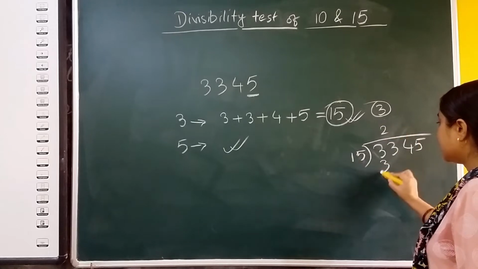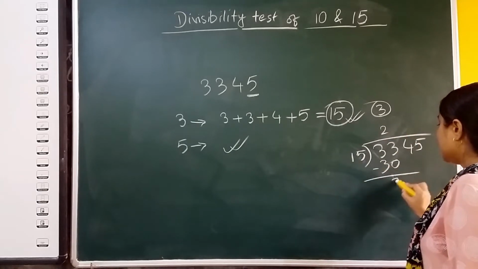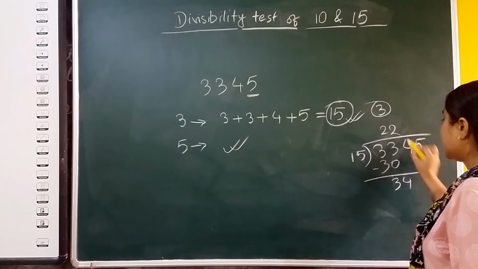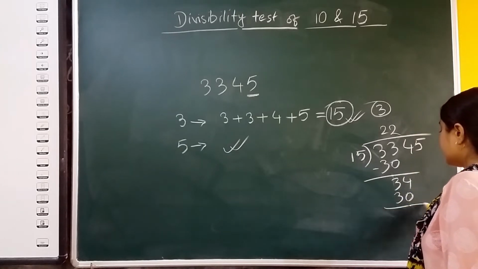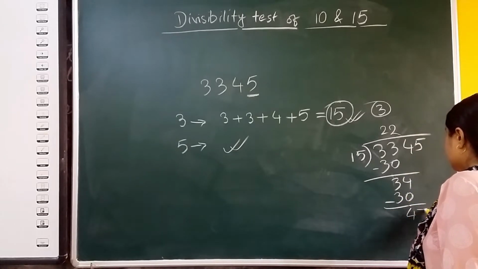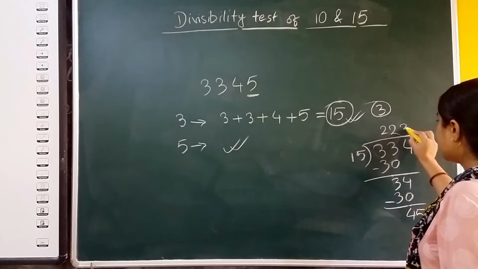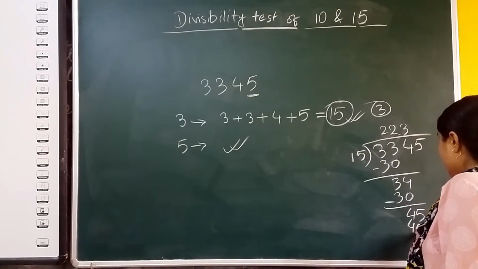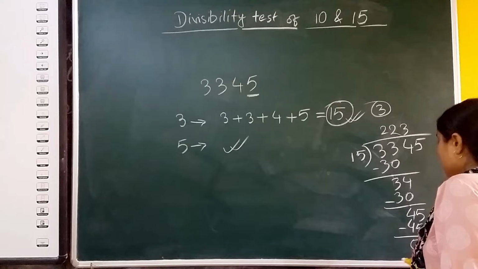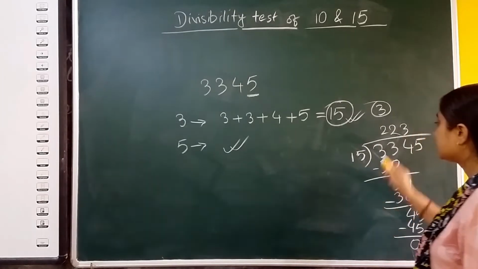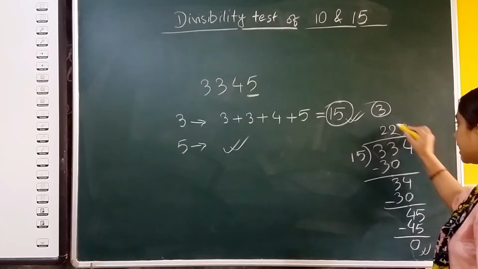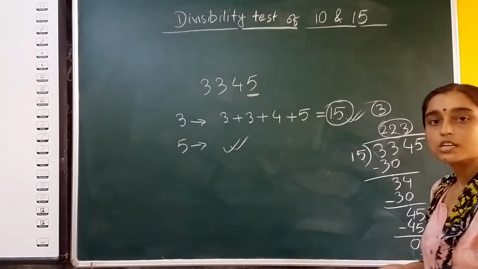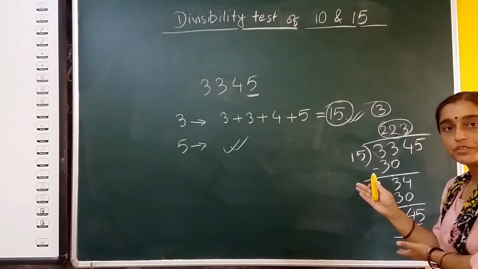15 twos are 30, 15 threes are 45. So what have we got? We have got the remainder 0 and a proper quotient. So this number is divisible by 15.